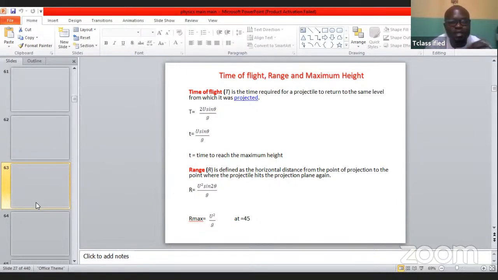Chika, can you see the formulas? Okay, this is time of flight: 2u sine theta over g. Whereas the time to reach the maximum height is just u sine theta over g. Then this is range: u squared sine 2 theta over g.